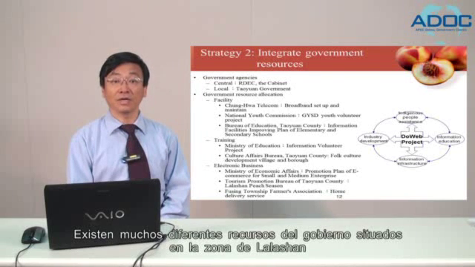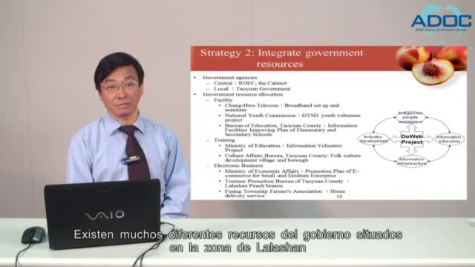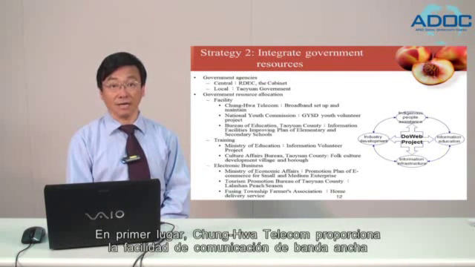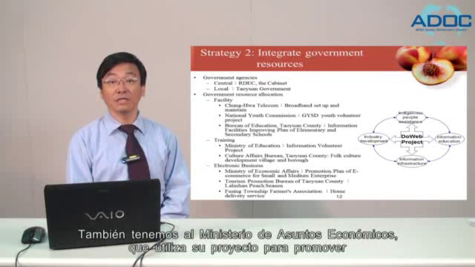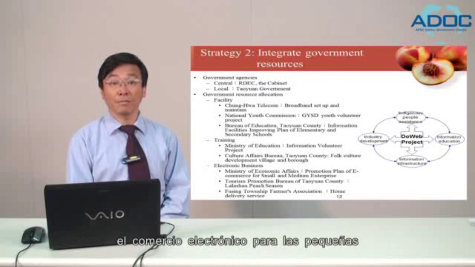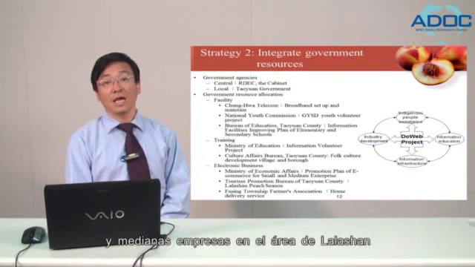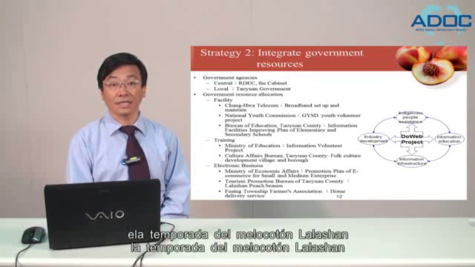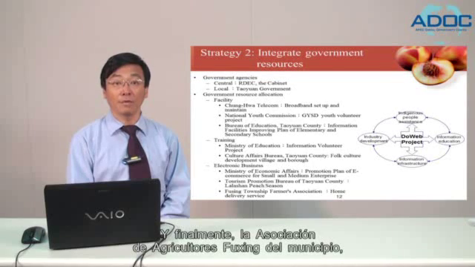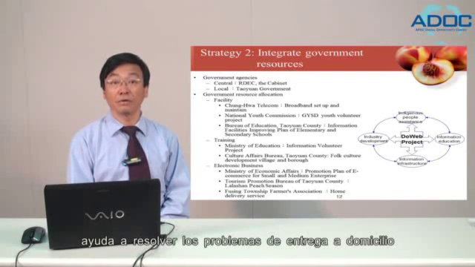There are a lot of different government resources located in Lalashan areas. First of all, Zhonghua Telecom provides facilities for broadband communications. National Youth Commission provides volunteers to provide training in Lalashan area. And also, we have the Ministry of Economic Affairs. They use their project to promote e-commerce for small and medium-sized enterprises in Lalashan areas. And we have the Tourism Promotion Bureau of Taoyuan County, which promotes Lalashan cases in the Lalashan peach season. And Fuxin Township Farmers Association helps to solve the home delivery problems.